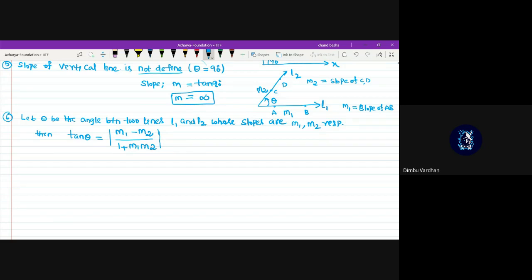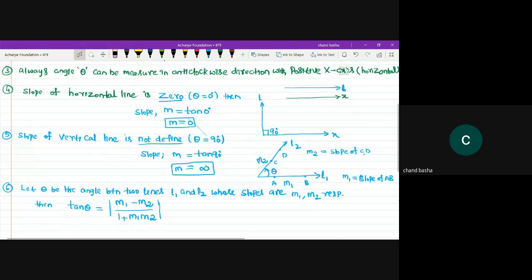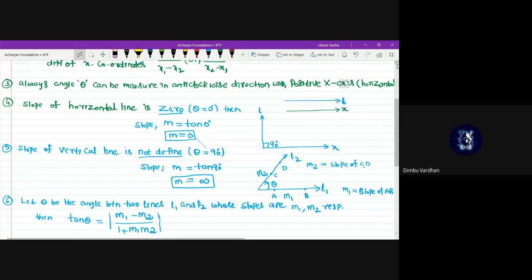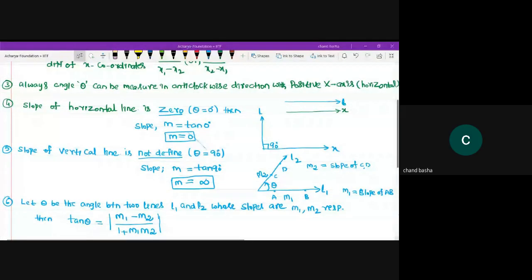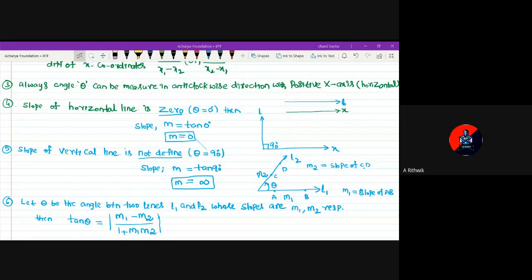Sir, can you scroll up? Yes, please. Still, do you have any doubts regarding any concept in just slope, guys? Only slope, and I can add a few more points in the last concept, that is the 6th one. I can add just 2 more points. Yes, Ritvik. Sir, yes, you can ask.